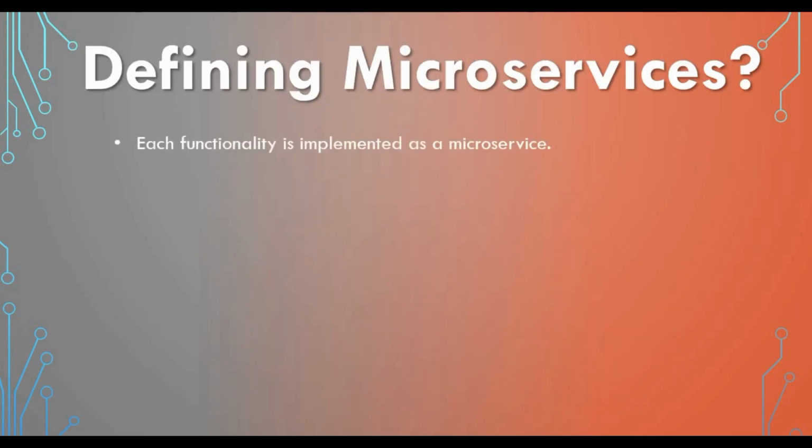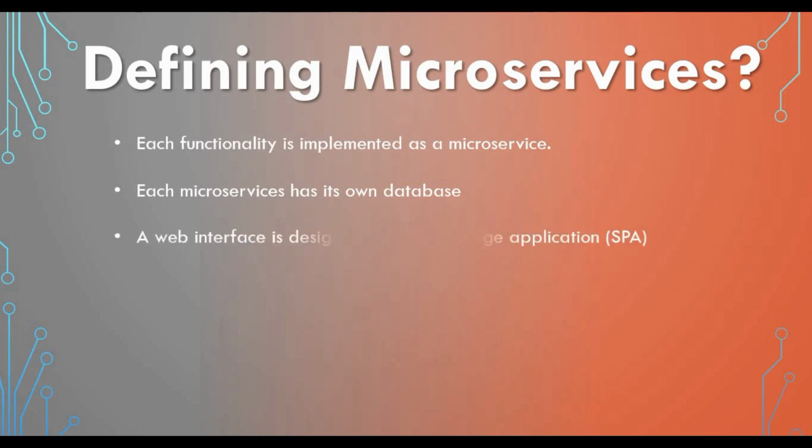Now what we did is each functionality is implemented as a microservice. So that is the place when you're defining your application. Now you may have a monolith application. You need to decide which functionalities have to be separated as a microservice. And for each microservice you can think about whether it needs a database or not. Based on that requirement, you can have a separate database for each microservice so it can interact with that database for the content. And also you can create a web interface designed with a single page application.